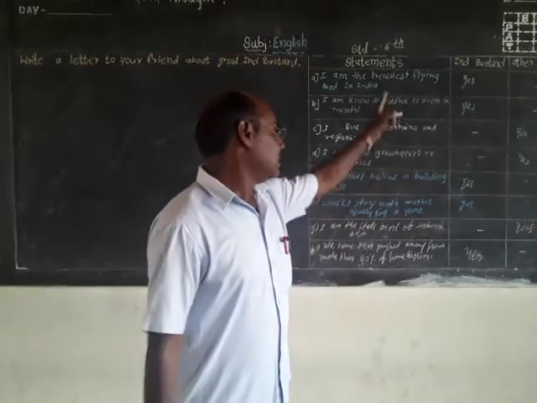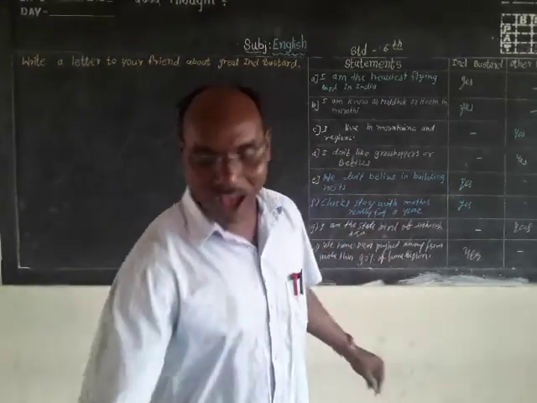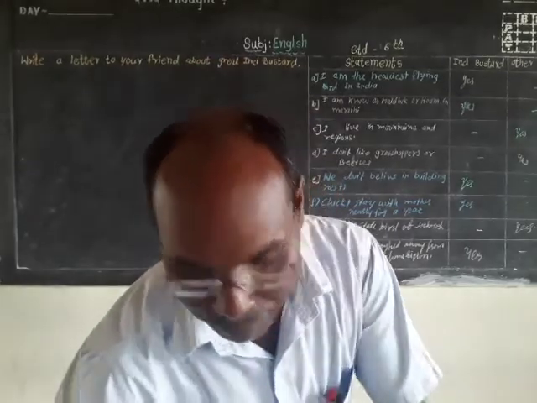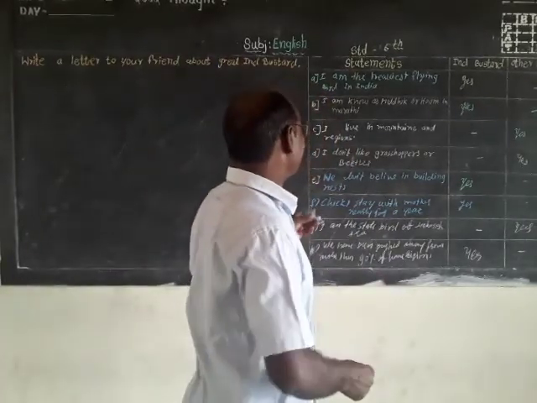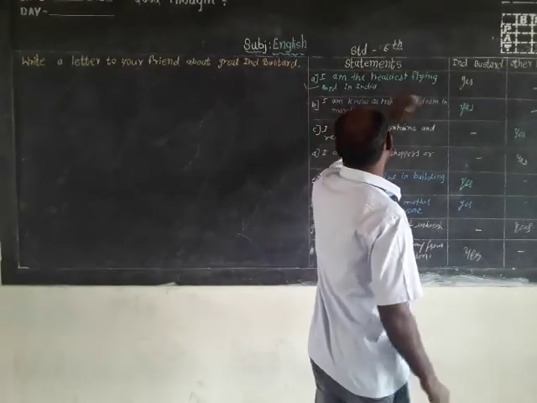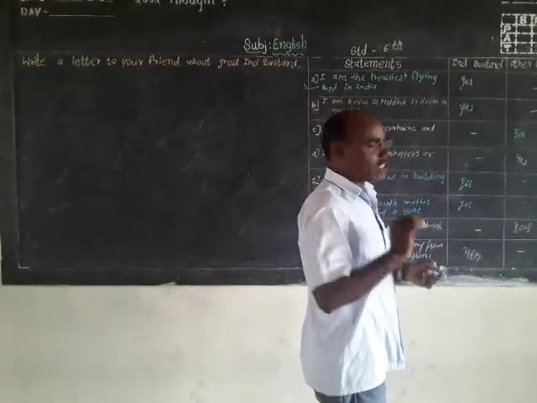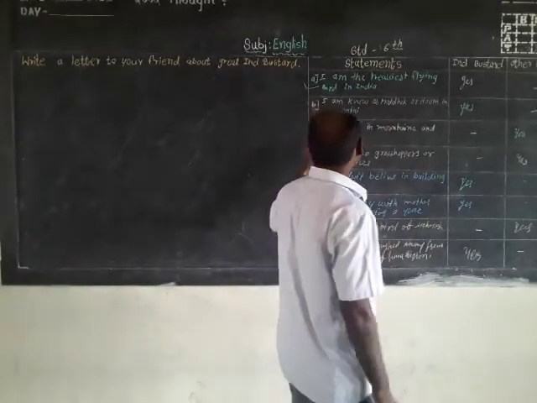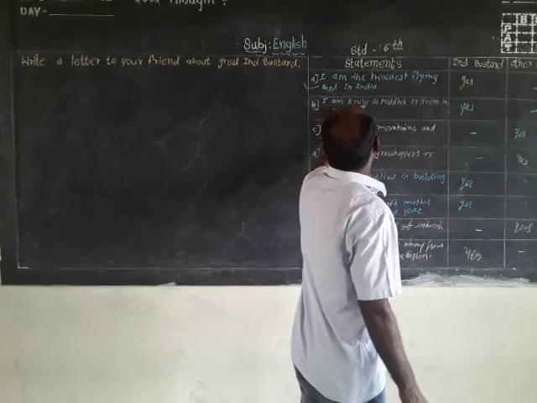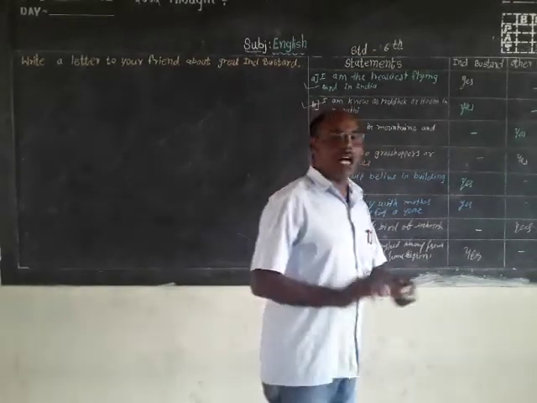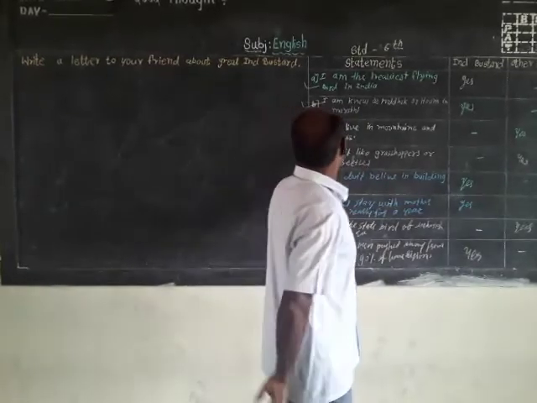That means, which statements are correct for the Indian great bustard? The first one is, I am the heaviest flying bird in India. This is the correct statement for the Indian great bustard. Then, I am known as Maldhok or Mhorad in Marathi. That is also correct.